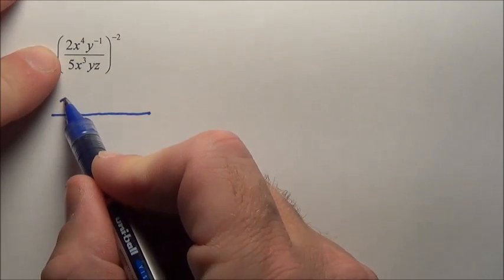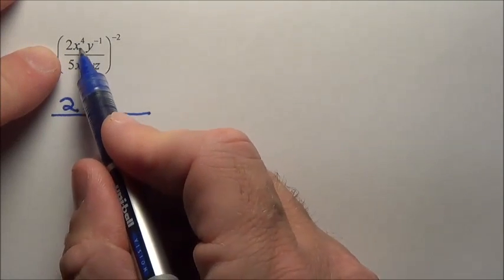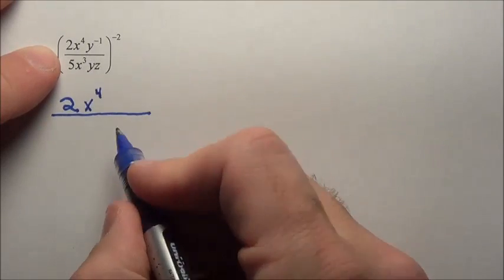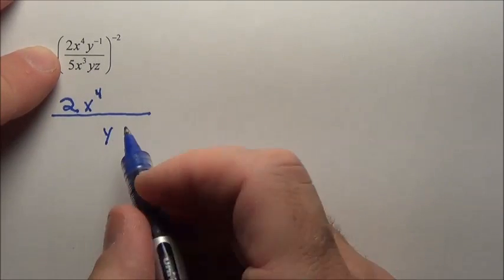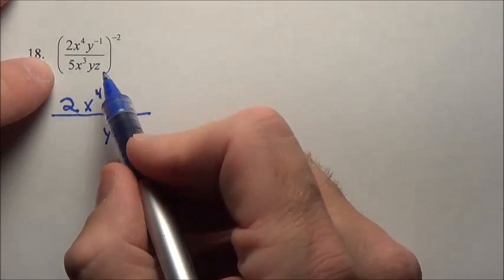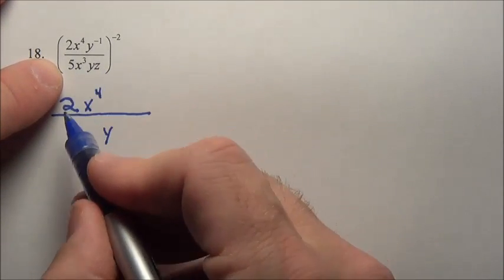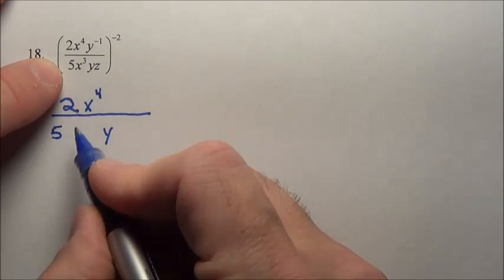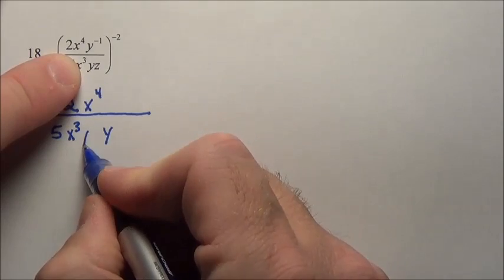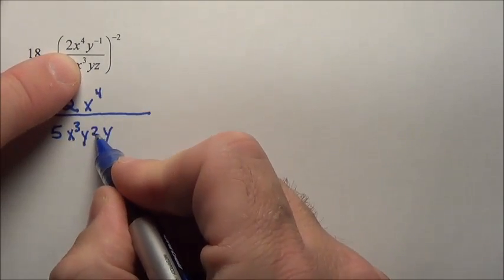We have a 2. It's just as is, so it stays where it is. X to the 4th, it's not a negative exponent, so it stays where it is. Y to the -1, that means the y is coming down below. Now, I don't need to put a 1. It's understood to be to the first power. The 5, it's in the bottom, so it stays in the bottom. X to the 3rd, in the bottom, stays. The y, right there, in the bottom, stays. And then a z, stays.